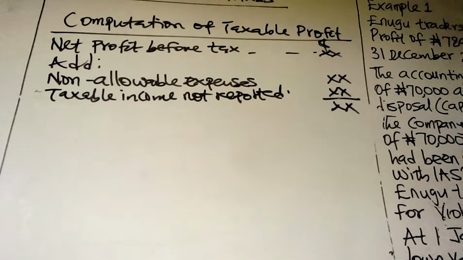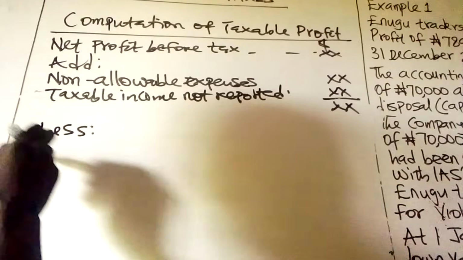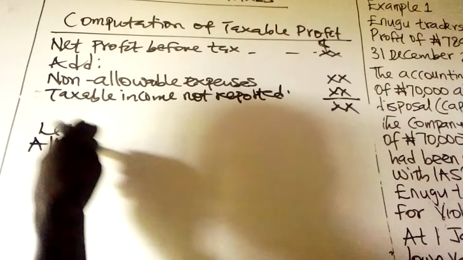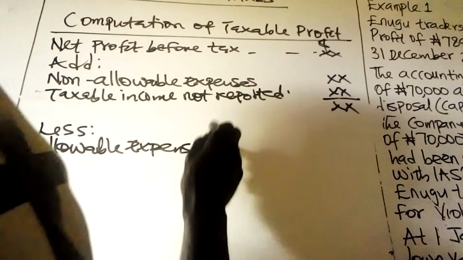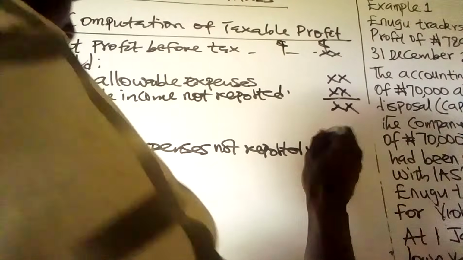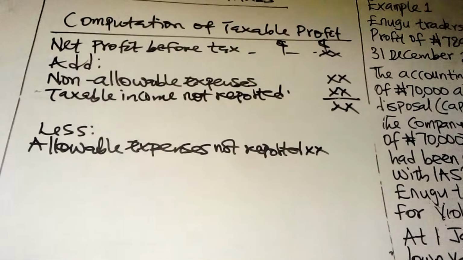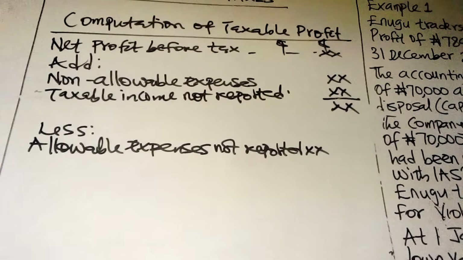Then you less allowable expenses not reported in the financial statement. Those allowable expenses that have not been recognized in the financial statement, though the tax allowed them, we are going to deduct that.